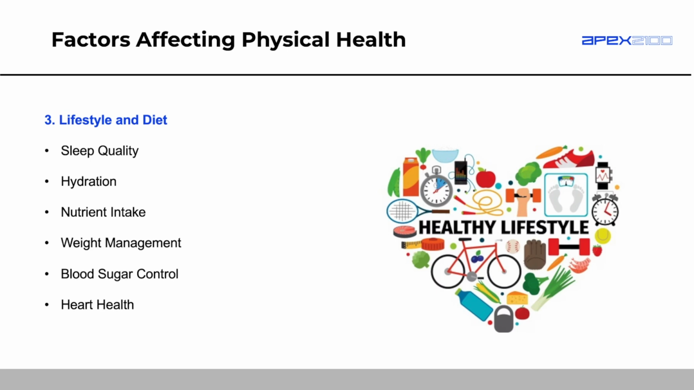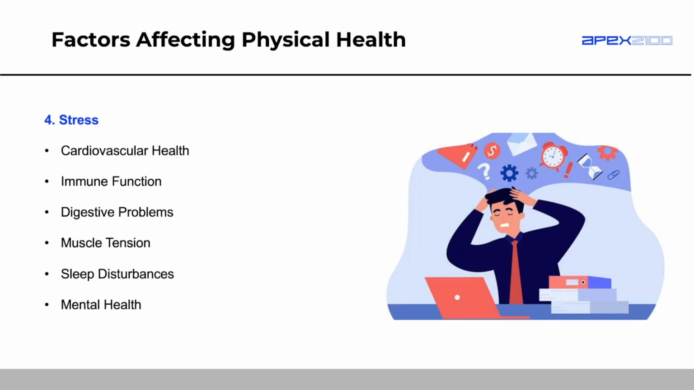So lifestyle choices and dietary habits play a really important role in maintaining our physical health. Now, stress is a big one. If we're really stressed out, that can lead to a whole range of issues. You probably wouldn't have thought stress can cause this many problems, but stress can lead to issues with our cardiovascular health. It can increase our blood pressure and our heart rate, raising the risk of heart disease and stroke.